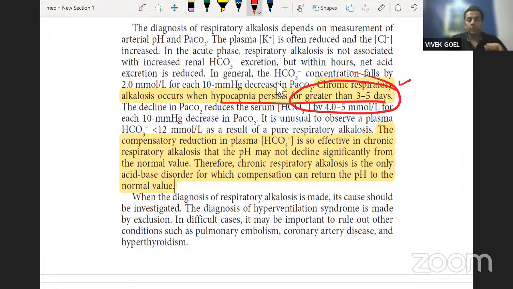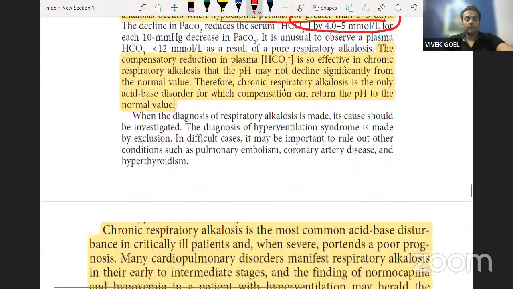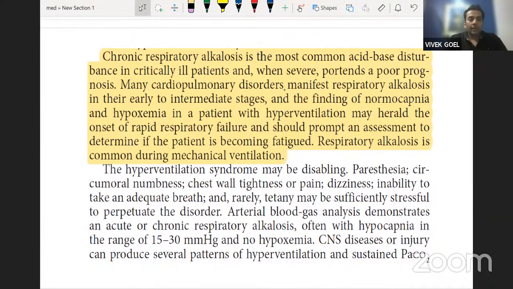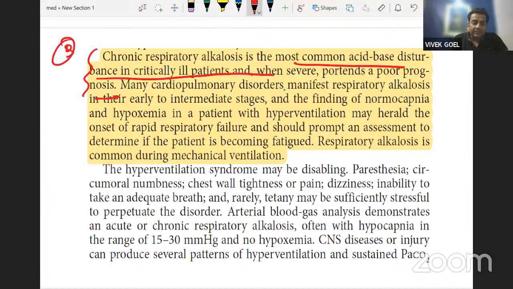Okay, good. And of course, chronic respiratory alkalosis is the most common acid-base disorder in critically ill patients. This is, of course, an MCQ.